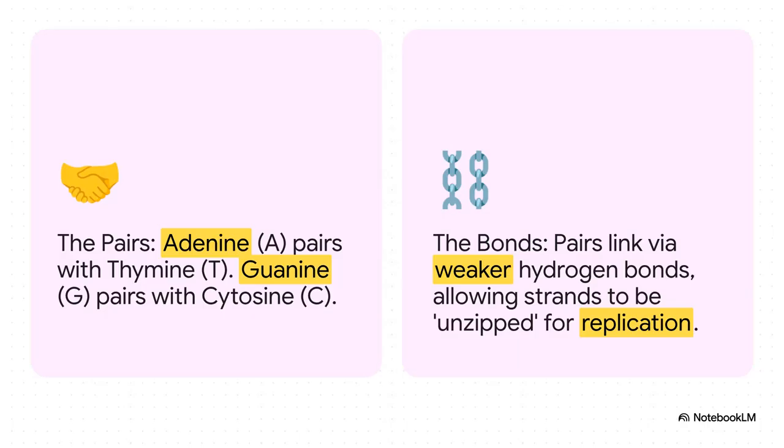So these 2 strands are held together by something called hydrogen bonds, which are actually much weaker than the bonds holding the backbone together. And this is just a work of genius design, really. It means the ladder is super strong along its sides, but the rungs in the middle can be gently unzipped whenever the cell needs to read the code or make a copy of itself.